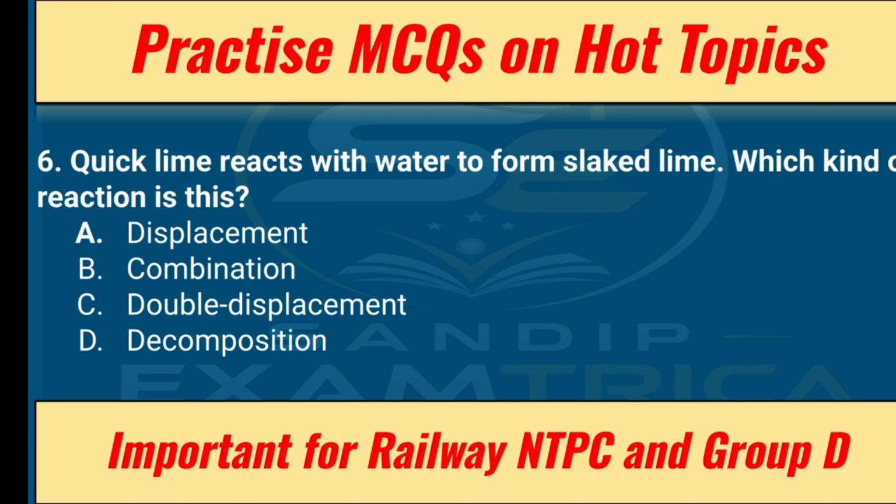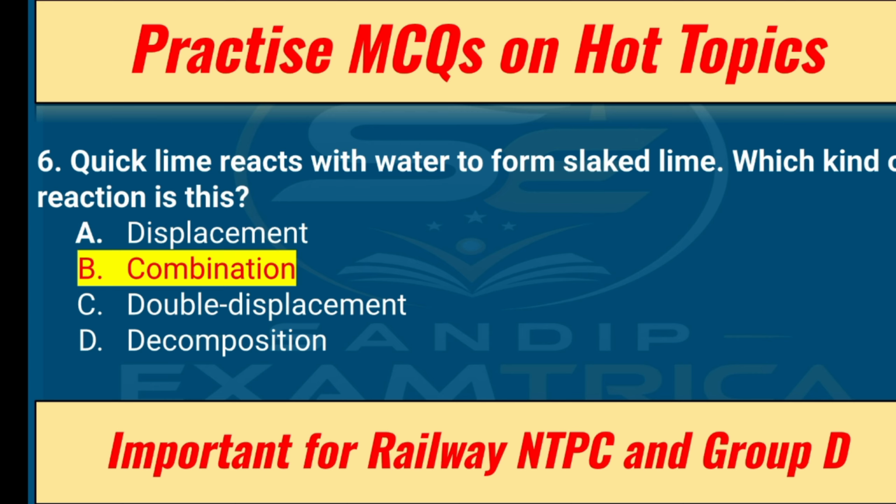Quick lime reacts with water to form slaked lime. Which kind of reaction is this? Quick lime means CaO, and CaO reacts with water and forms slaked lime, that means Ca(OH)2. So here you can clearly see that there are two reactants and one product. This type of reaction is called combination reaction, where two or more reactants produce a single product. So that is called combination. So the correct answer will be combination.